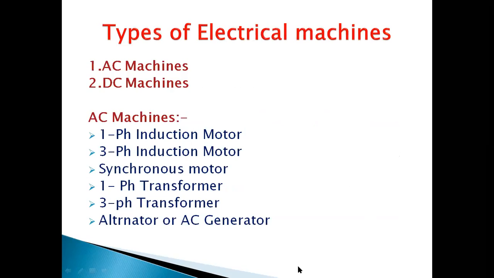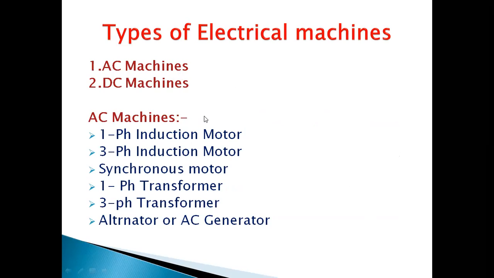So here we want to see the three-phase induction motor. Here we are talking about the electrical machine. There are two types of electrical machine. It can be AC or DC. DC we have already studied. Now we are supposed to see AC here.